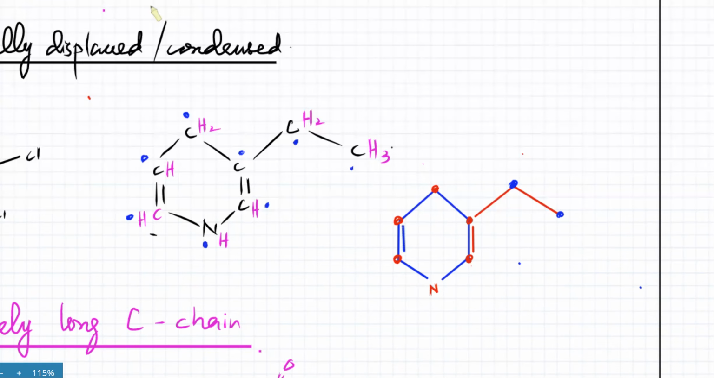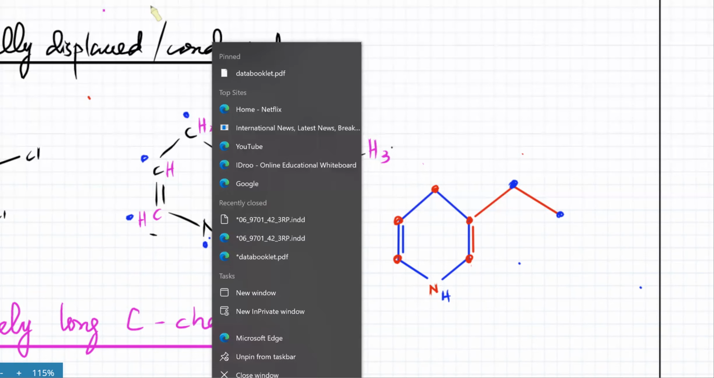Plus the functional group H, they have to be shown. So I should write this as NH. The entire functional group has to be shown. So any H that belongs to the functional group has to be shown. That's how you write the structure.